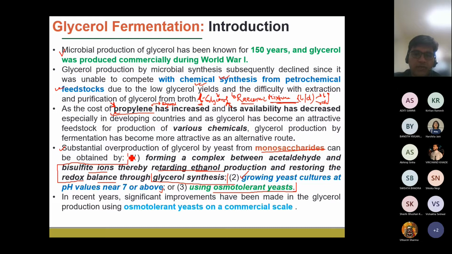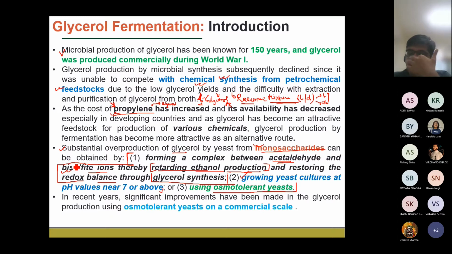So we have now moved on to how we can produce glycerol. If you look into the biosynthetic pathway, starting with a monosaccharide, glycerol production can be obtained by three routes. One forms a complex between acetaldehyde and bisulfite ions, which retards ethanol production. We have already looked into the ethanol production pathway, so glycerol production is a modification of it using additives, like the bisulfite ions.